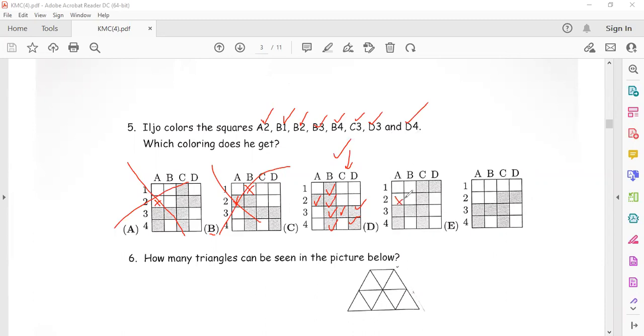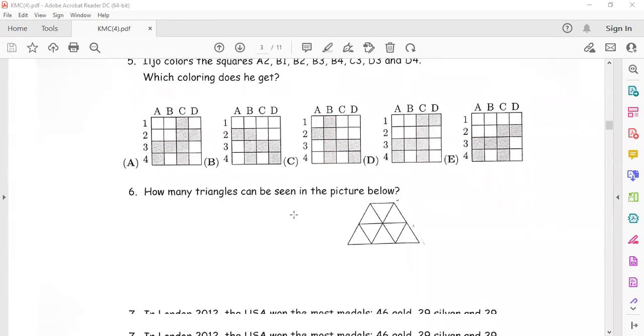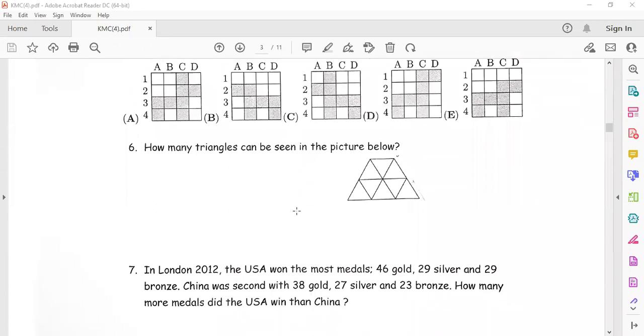A2, not colored, so not our answer. A2, again, not colored, not our answer. So not that difficult, all right? Read the instructions carefully. That's what you have to do. Now, let's go on to question number 6. How many triangles can be seen in the picture below?